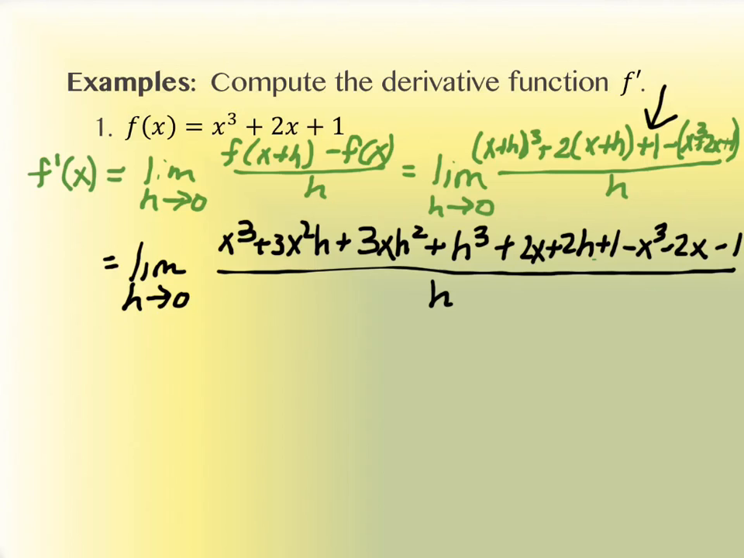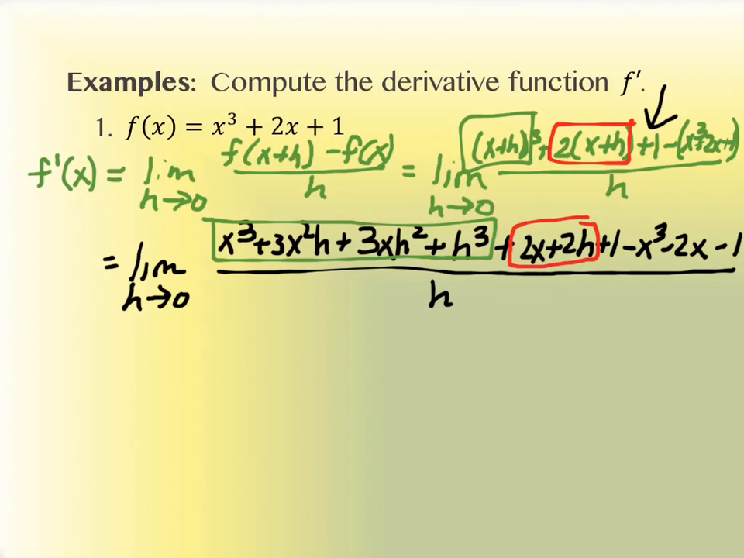over h. So this piece came from here. This piece came from here. And then the last piece came from here. Okay. All right, so what simplifies? What do you see? X cubes go away. The negative 2x and the positive 2x go away, and the 1. And if we didn't make a mistake, everything on top should have an h in it. Does it? Excellent. So I'm going to factor that h out.